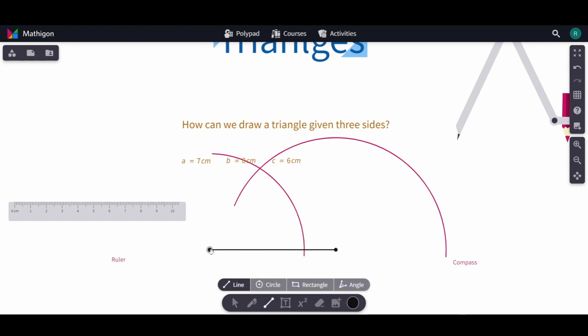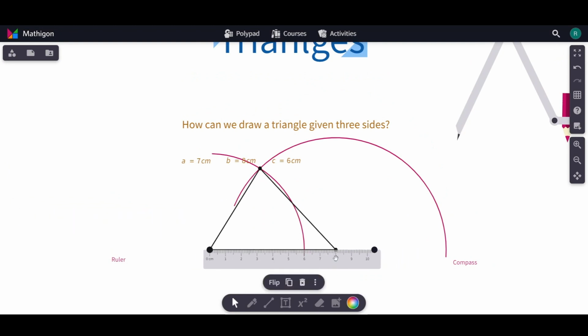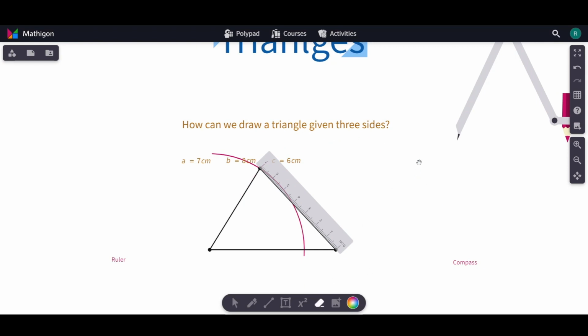So now we have to draw the radii of these two circles. Not whole circles, part of circles. So put it on the intersection point and put this on the intersection point. So we end up with a triangle which has side lengths 8, 7, and 6. But let's measure them. This is 8, this is 6, and this is 7. So yeah, we did it correctly. So this is how we could draw a triangle given three sides.